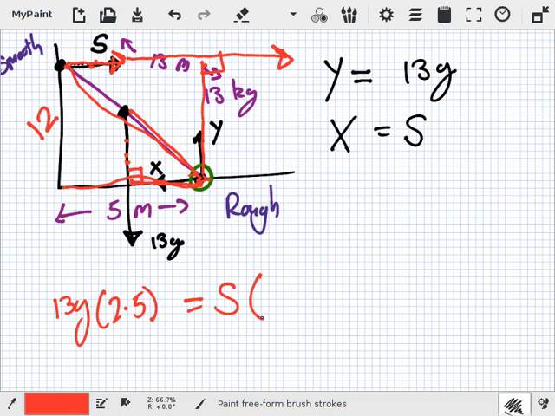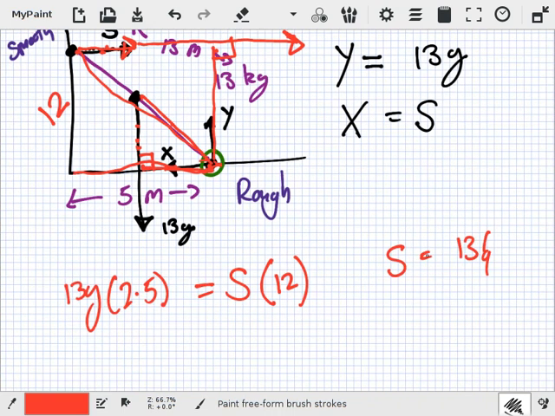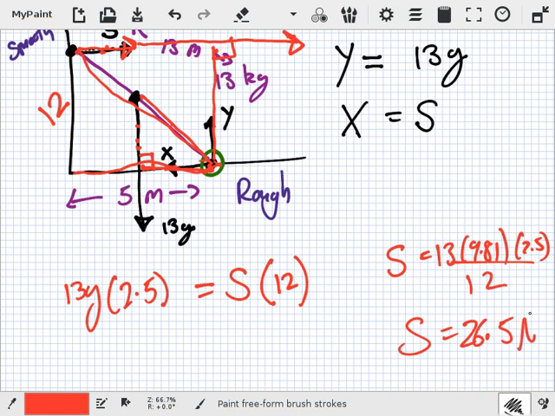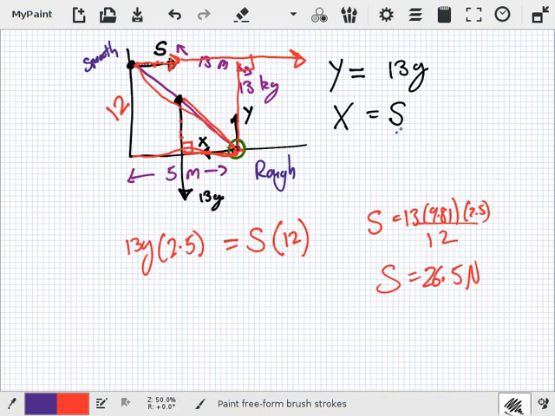So it's s times 12. So I know my s now. 13 times 9.81, 13 times 9.81 times 2.5 over 12. So I got my s. 26.5. 26.5 newtons. Now look, because I know my s, I now know my x, because they're the same. So that's also 26.5 newtons.